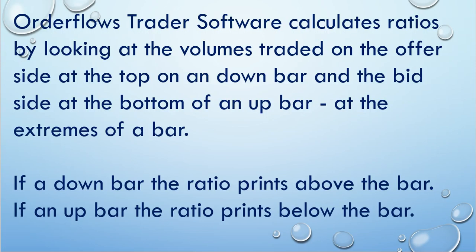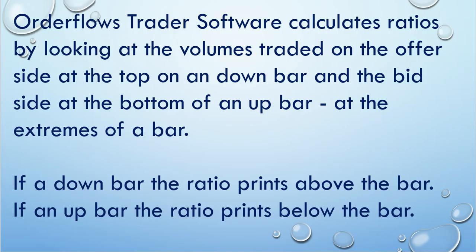Now, the Orderflows Trader software calculates ratios by looking at the volumes traded on the offer side at the top of a down bar and at the bid side of an up bar. Those are the extremes of the bars. When you want to look at a volume footprint of a bar, there's a lot of numbers inside the bar. What you want to see is what's happening at the edges of a bar. And if it's an up bar, you want to see what's happening towards the bottom of that bar. Why is price acting that way down there that's causing the market to move in a certain direction?